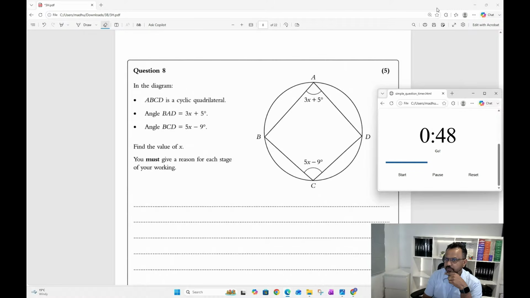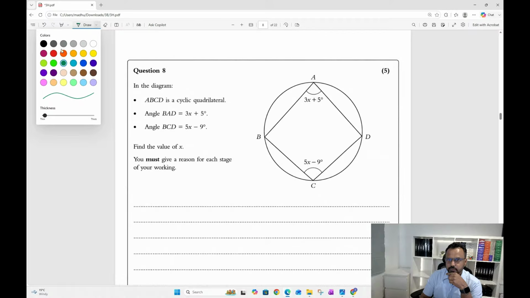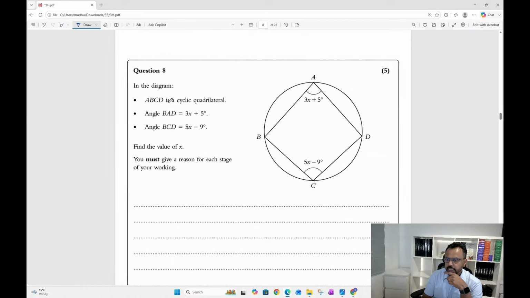Right. I think that's enough time. Let's have a look. In the diagram, ABCD is a cyclic quadrilateral. Angle BAD is 3x add 5 here. Angle BCD is 5x minus 9. Find the value of x. You must give a reason.